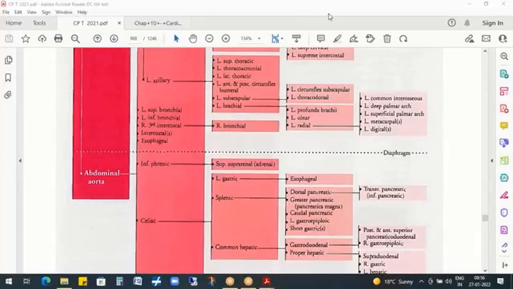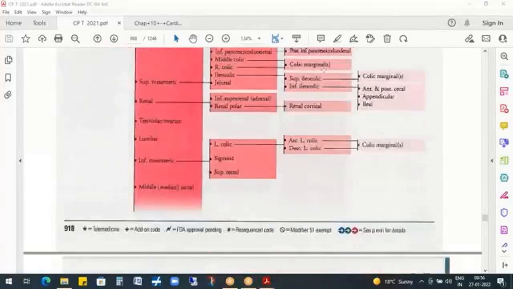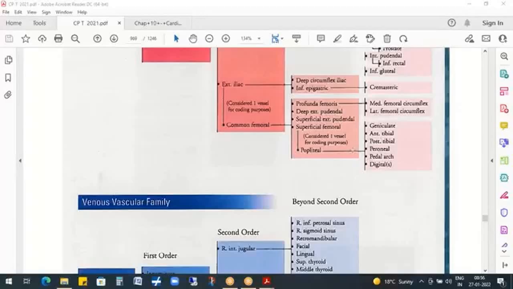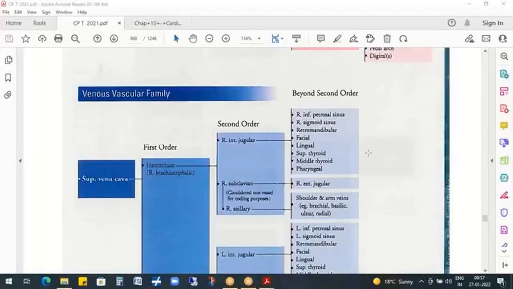Then after abdominal, common iliac, we need to use the code series. Why? Because these all come under lower extremities. Up to that, is it clear for you? Yes or no? Up to here is it clear? Yes, sir.